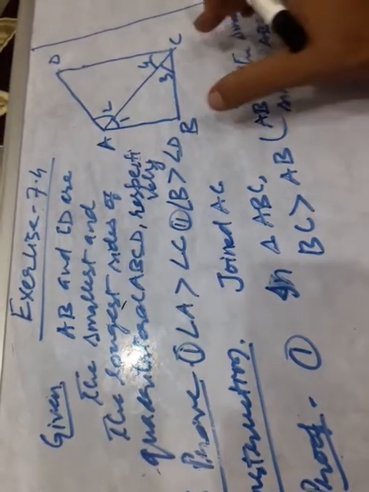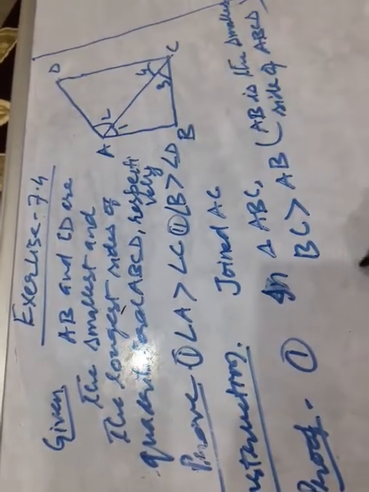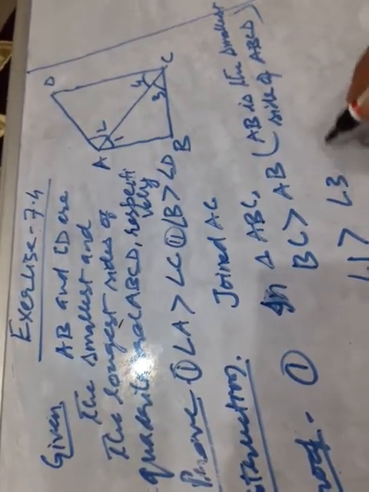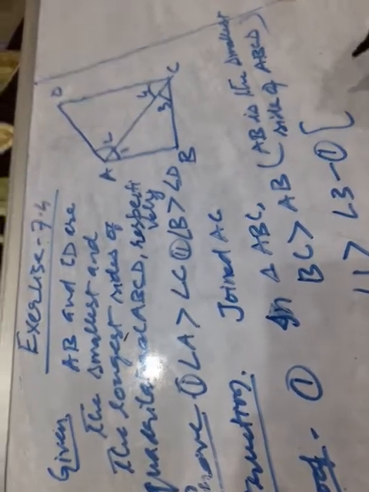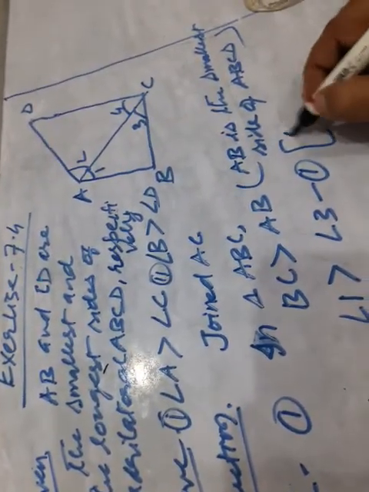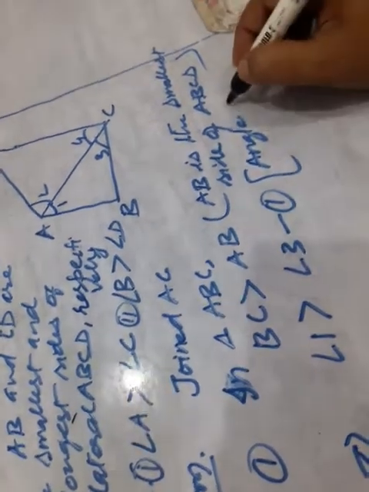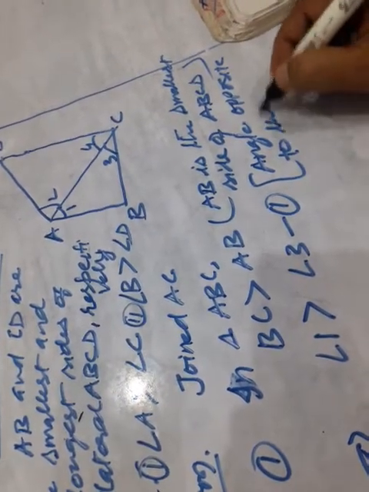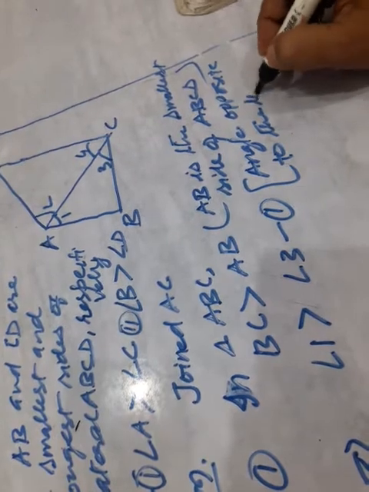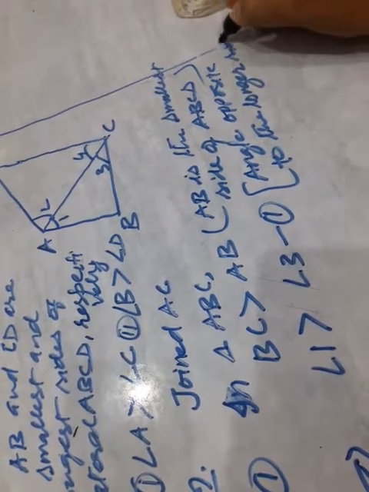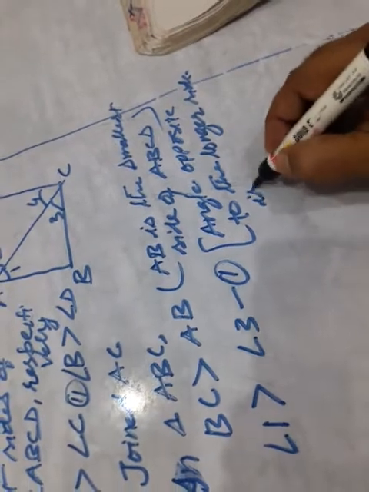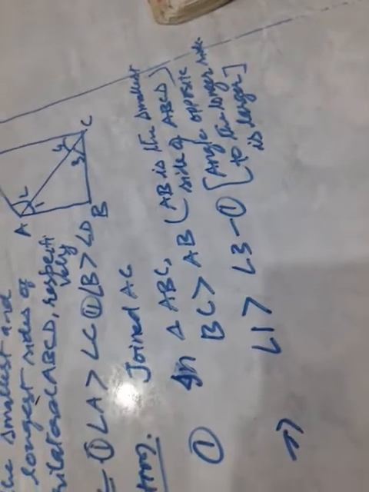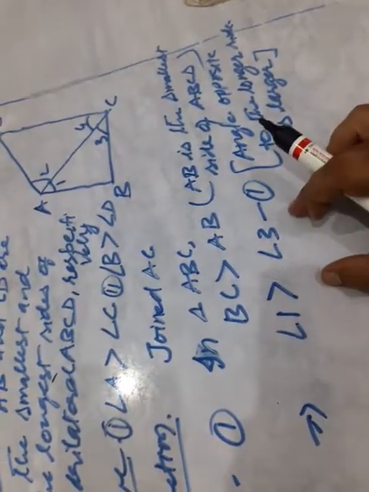Then BC's opposite angle, that is angle 1, is greater than AB's opposite angle, that is angle 3. Here, that is equation number 1. Why did it happen so? Because the angle opposite to the longer side is larger. So angle 1 is greater than angle 3.